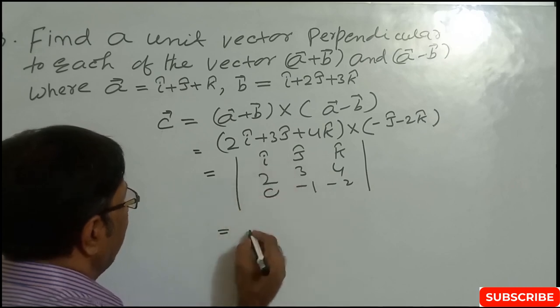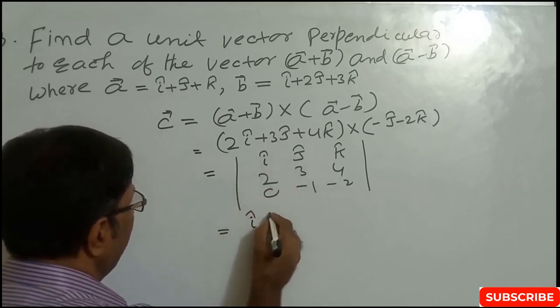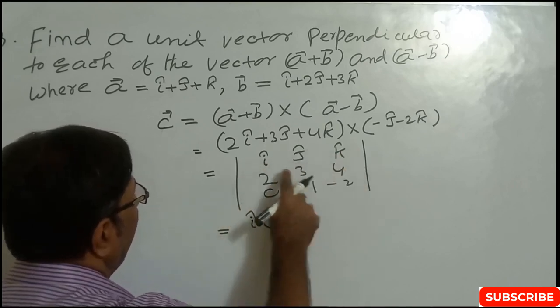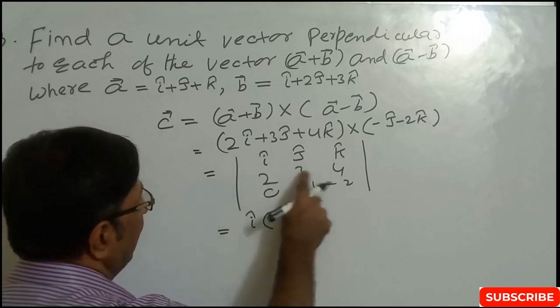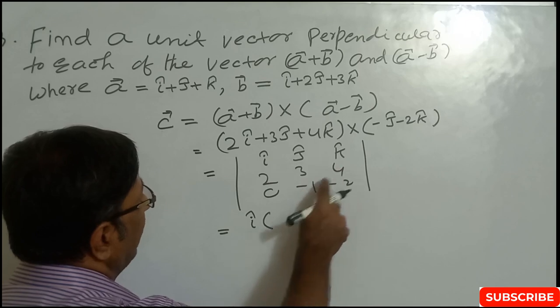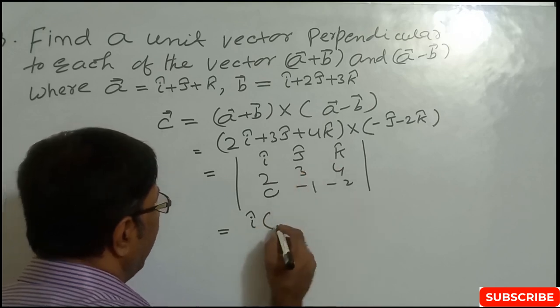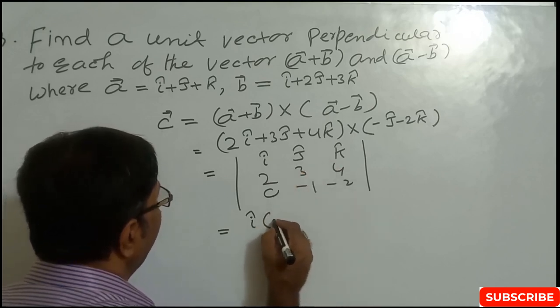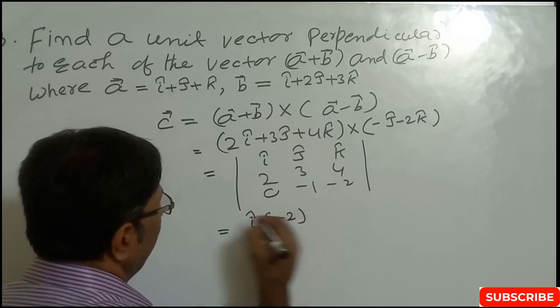So this is unit vector i. So this row and this column finish. So 3 into minus 2 minus 6. And here minus 1 into 4 plus 2. So minus 6 plus 4 is what? That is minus 2. So this is minus 2.